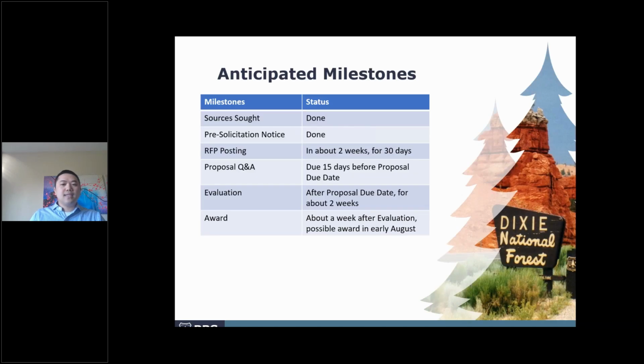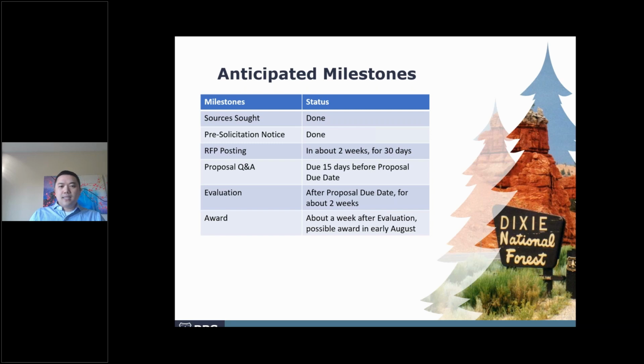Okay, so the last slide is going to talk about the anticipated milestones. As I mentioned before, the sources sought has been done. The pre-solicitation notice, where we give out that 15-day heads up that an RFP is coming, is also done. I'm planning for the RFP to be out in about 2 weeks. Once it's out, it'll be available for 30 days, so you'll have 30 days to prepare your proposal.